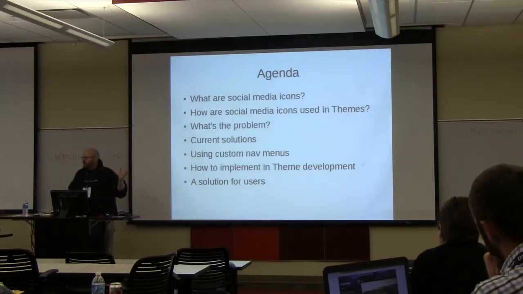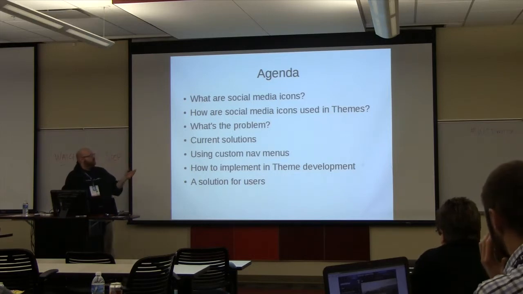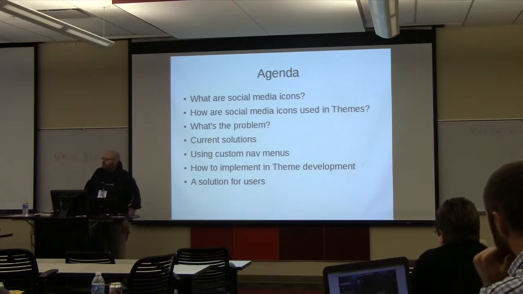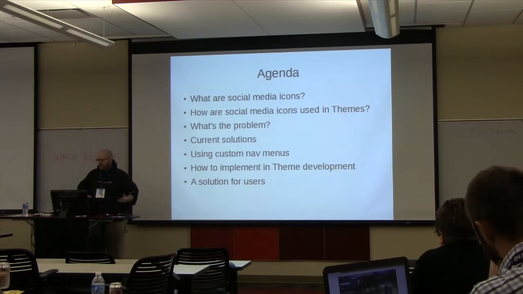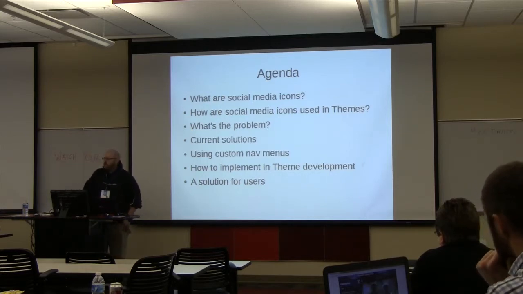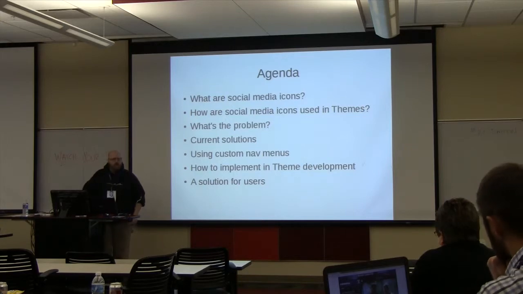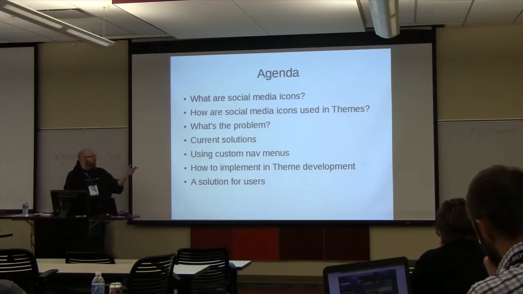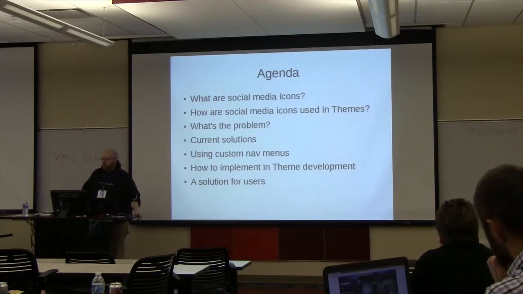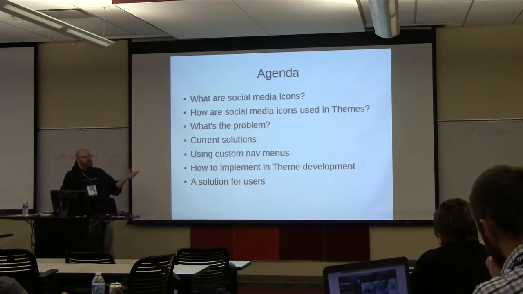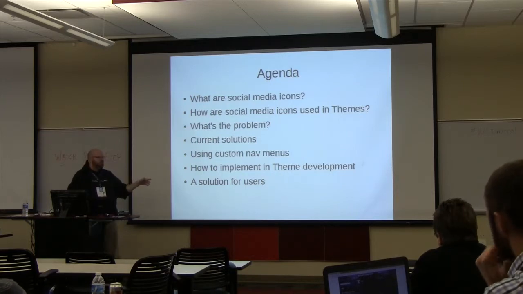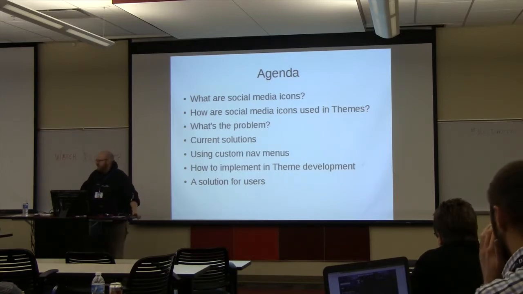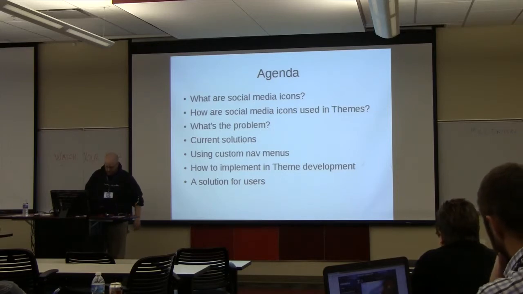So just to make sure we're all on the same page with what we're talking about: what are social media icons, how they're used in themes, what some of the issues are with how they're currently used in themes, what some current solutions are, and then the method that I'm going to propose, how to use custom nav menus to allow those links to be portable. Look at how to implement it in your theme development, and then for those of you who are users, I provide a solution at the end for how you can use it if your theme doesn't support it.